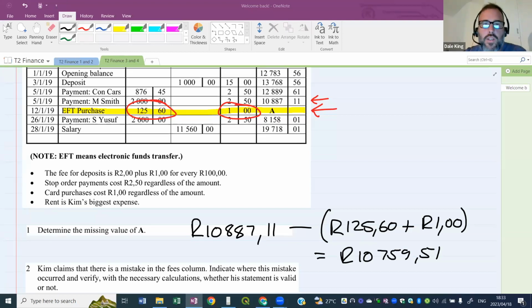Okay, this is the answer for question 1. All right, I hope we all understand now. So it's not just the value of the purchase, it's the fee for that purchase as well that needs to be subtracted from the balance. Well done. Good job. Okay, let's have a look at the next question.